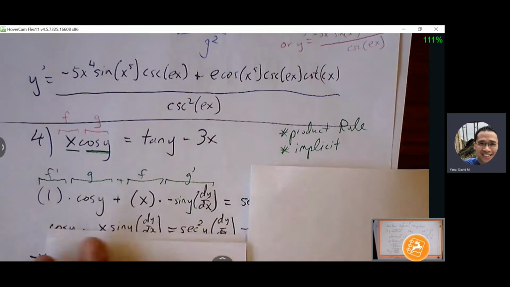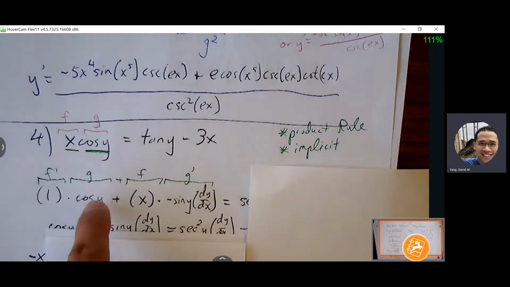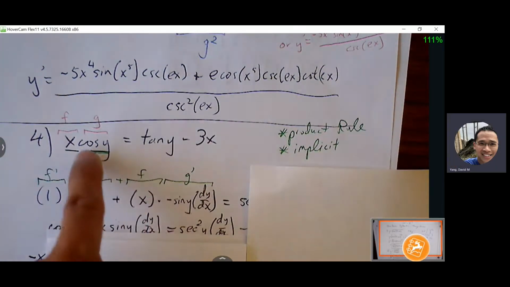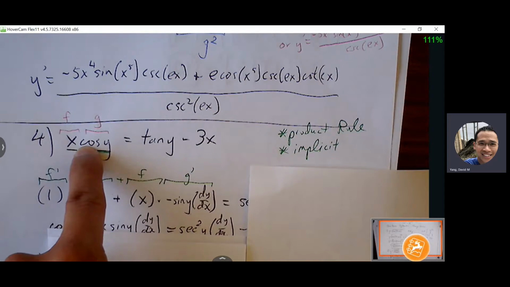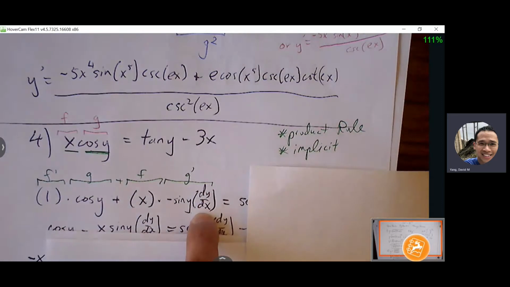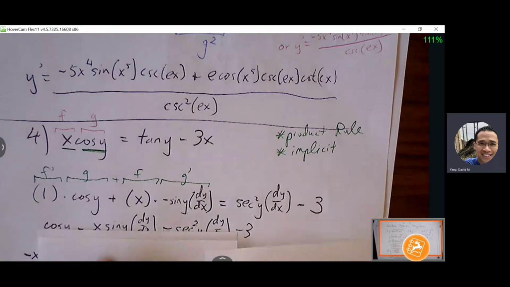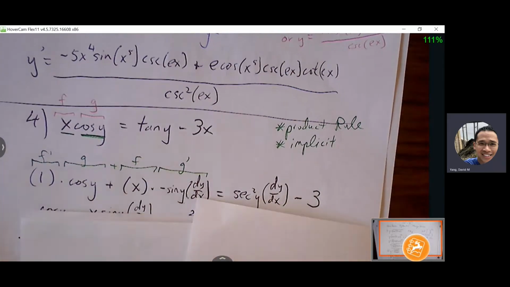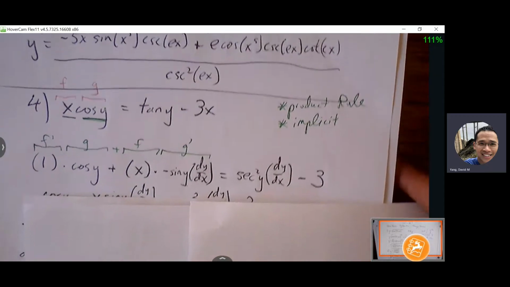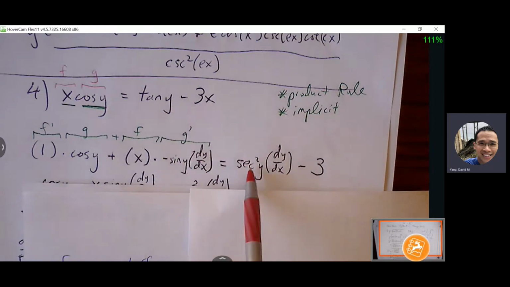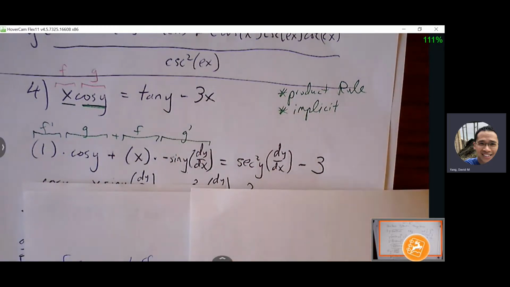Okay, so here's number 4, f prime g plus f g prime. x becomes 1. We keep the g function unchanged, back to f, and then for g prime, cosine becomes negative sine of u times u prime, so therefore negative sine of y times dy dx. So this is where we got to keep track of our dy dx. So product rule comes first, and now we can move to the other side of the equation, standalone terms. Tangent becomes secant squared y times dy dx, and 3x becomes 3.